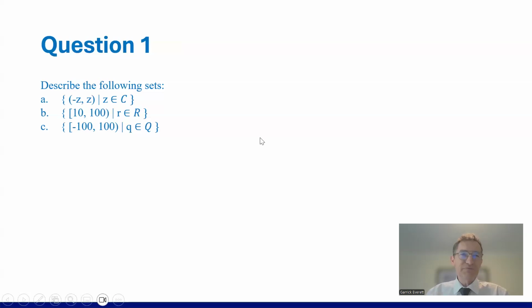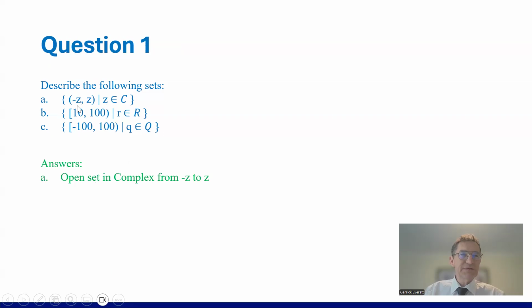Question 1. Describe the following sets. We've got minus z to z, where z is an element of C, 10 to 100, where r is an element of the reals, minus 100 to 100, where q is an element of the rationals. So answers, which is pretty much what I've just said.